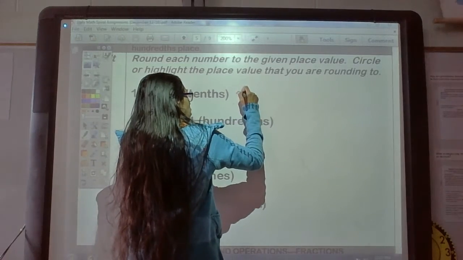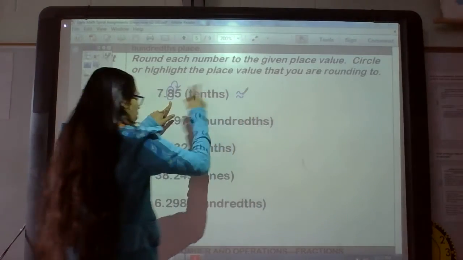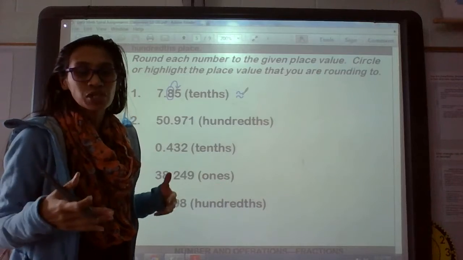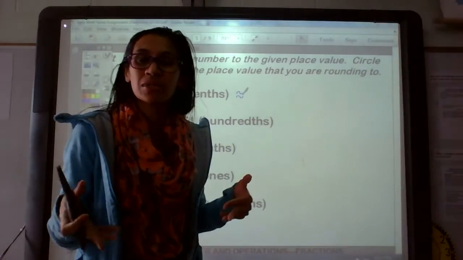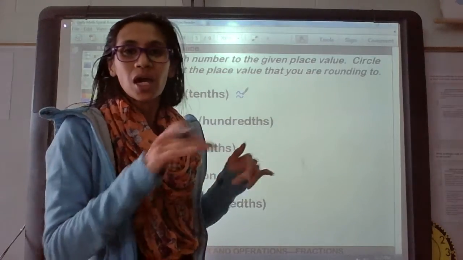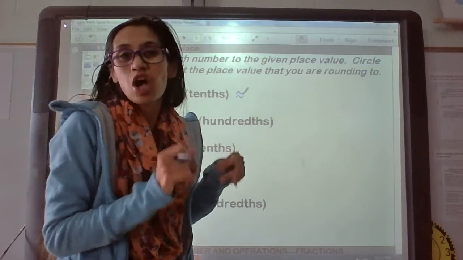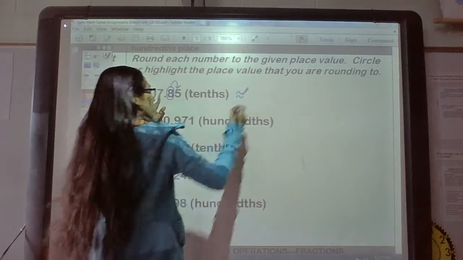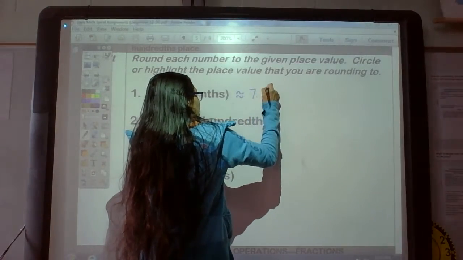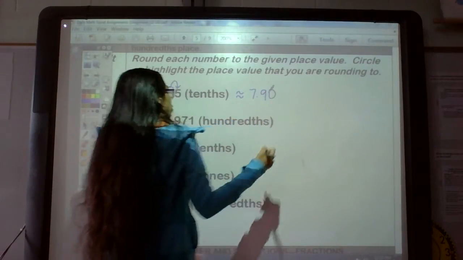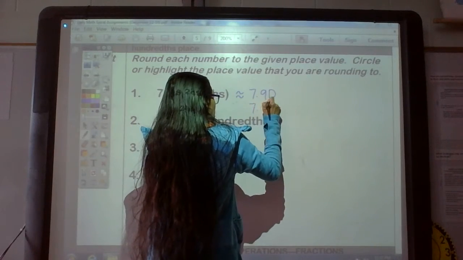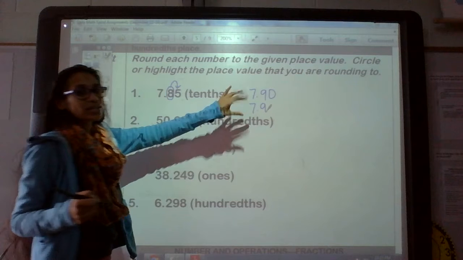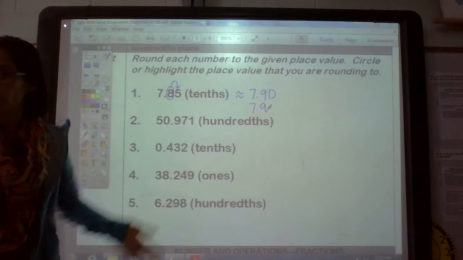So now look, I don't have an equal sign because these numbers are not equal to each other. I have the squiggly equal sign, which means approximately. That means about, not exactly, it's almost that. So we have 7 and 90 hundredths. So that turns into a 0, which is the same thing as 7 and 9 tenths. So either way, you can write both answers or you can pick one.